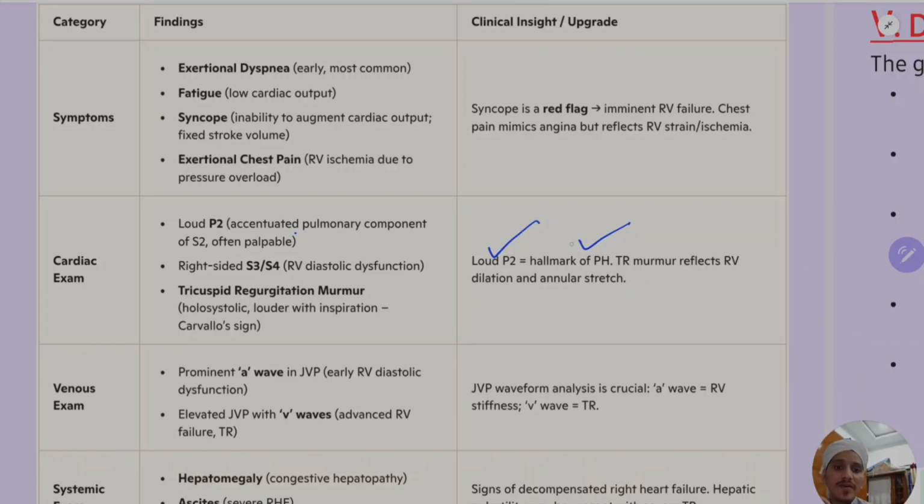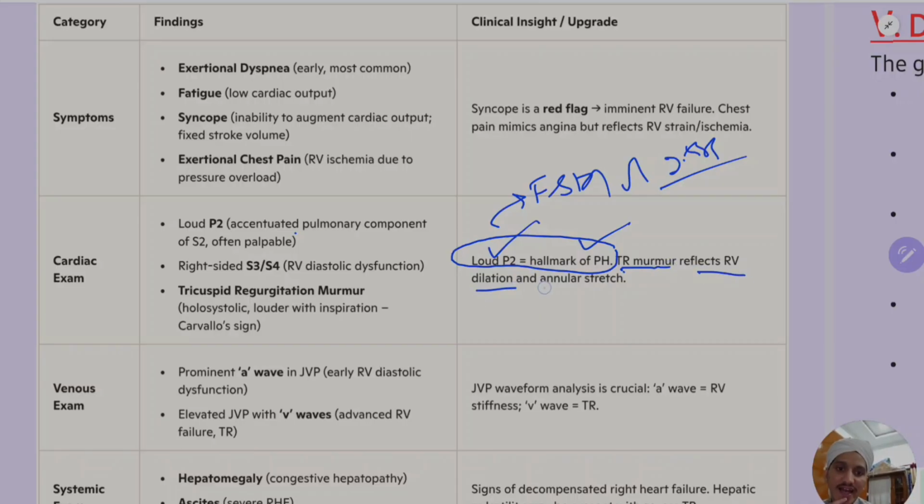Loud P2 is the hallmark of pulmonary hypertension. Remember this point. The first sign is going to be loud P2, palpable P2, and usually you will have an ejection systolic murmur on the pulmonary side. And if you see the ECG, you will have P pulmonale there, more than 2.5 small squares P wave in either lead 2 or V1. Tricuspid regurgitation murmur reflects right ventricular dilatation and annular stretch. So tricuspid regurgitation is a sign of right ventricular hypertrophy in patients with pulmonary hypertension.